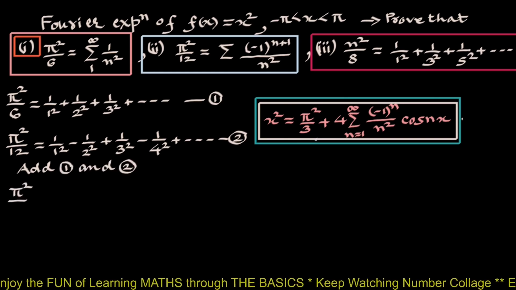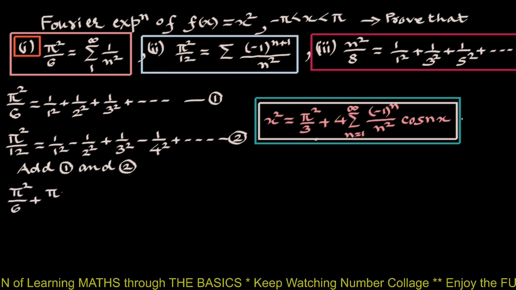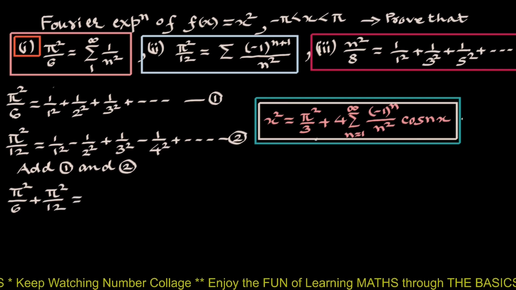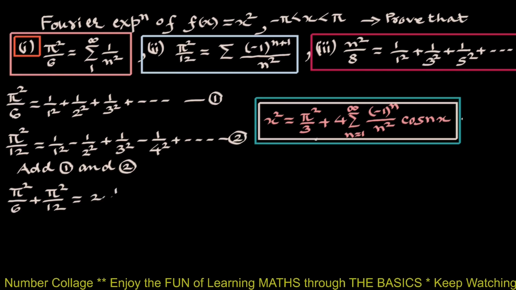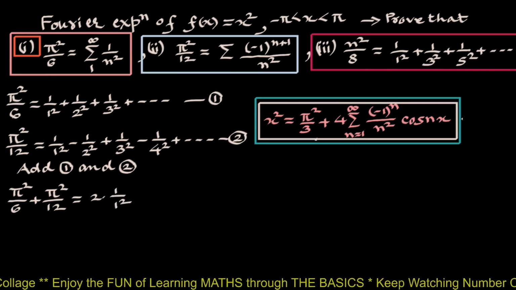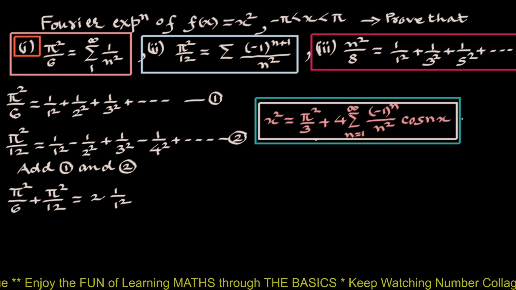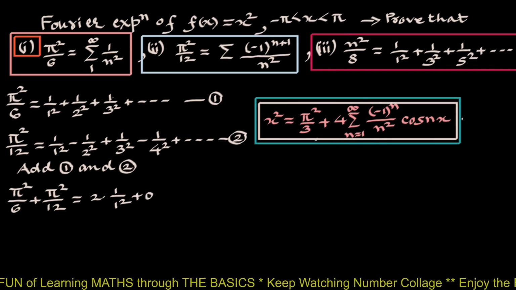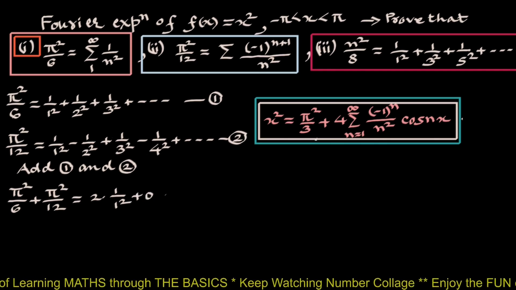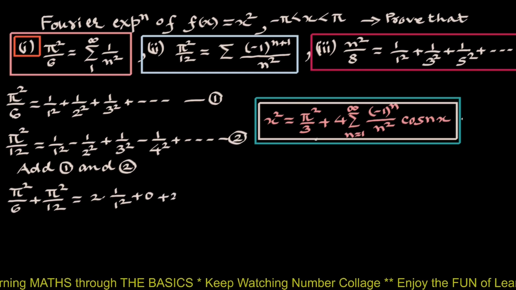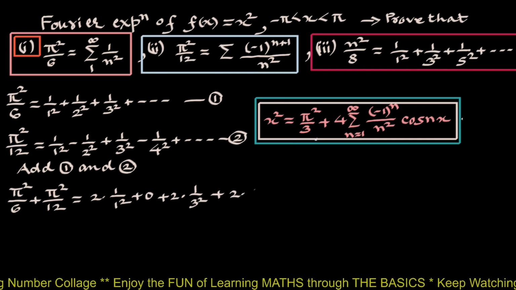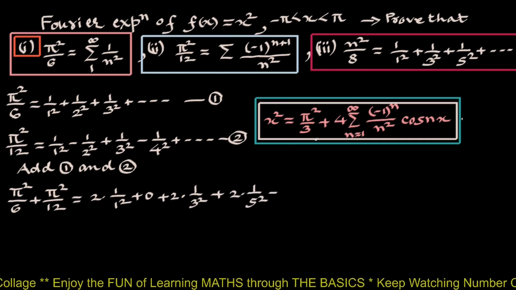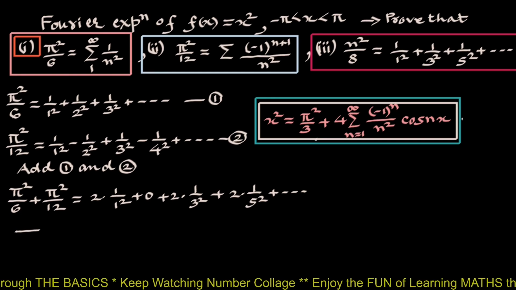We name this 2. We will add 1 and 2 together. Pi square upon 6 plus pi square upon 12 equals 1 upon 1 square plus 1 upon 1 square will be 2 times 1 upon 1 square. 1 upon 2 square minus 1 upon 2 square will be 0, plus 1 upon 3 square plus 1 upon 3 square will be 2 times 1 upon 3 square, plus similarly 2 times 1 upon 5 square plus so on and so forth.